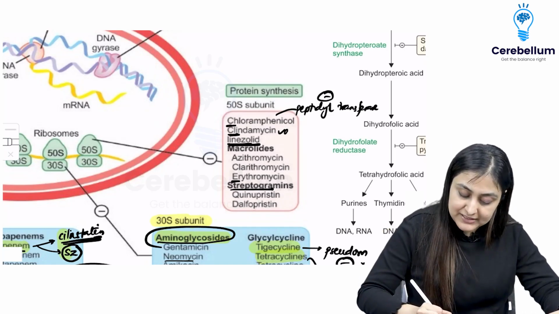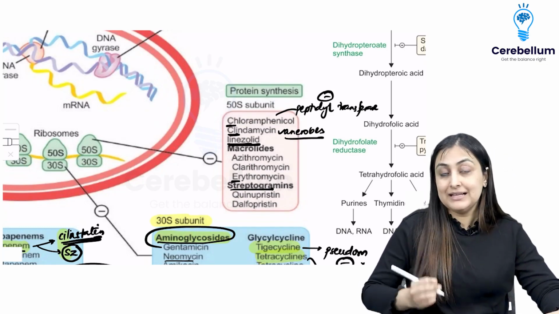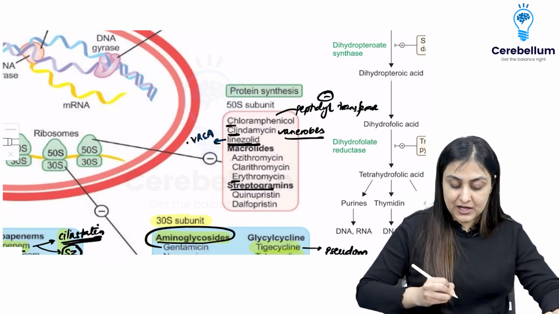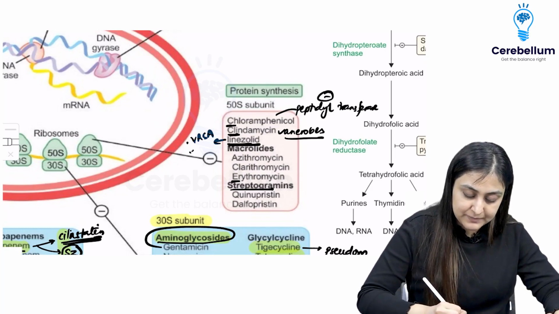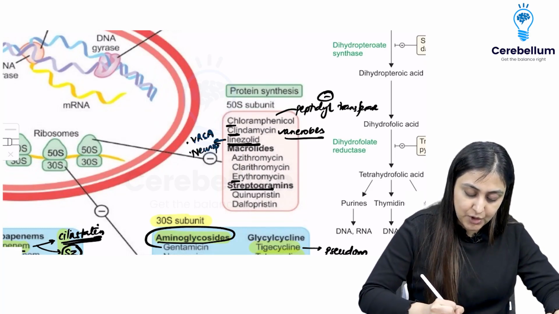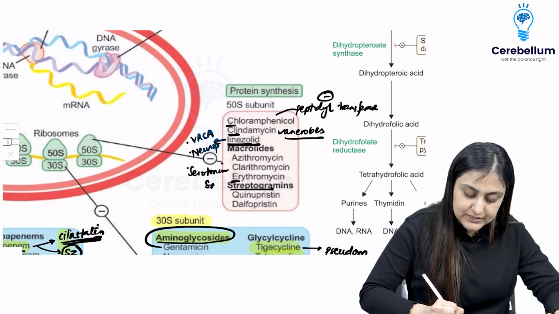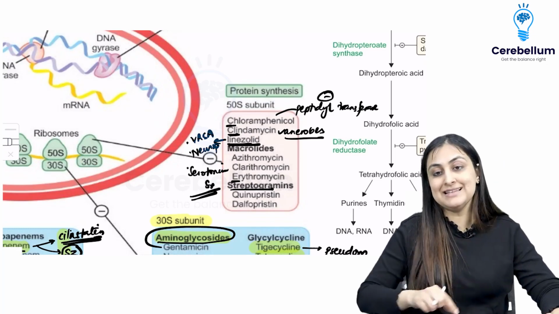clindamycin, which is a drug that is effective against anaerobes above the diaphragm. Linezolid, very important. This is effective against MRSA. Apart from that, you want to remember something very important. This can cause neuropathy and this can cause serotonin syndrome. So linezolid can cause serotonin syndrome.